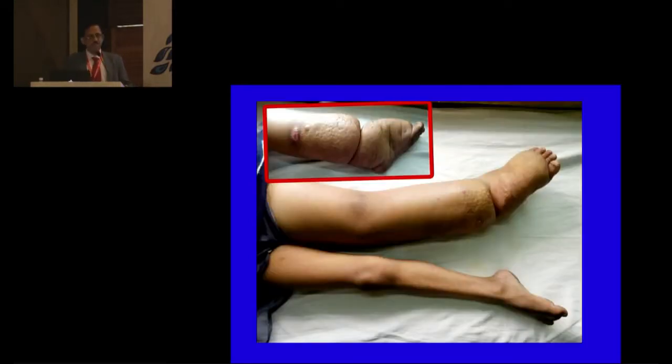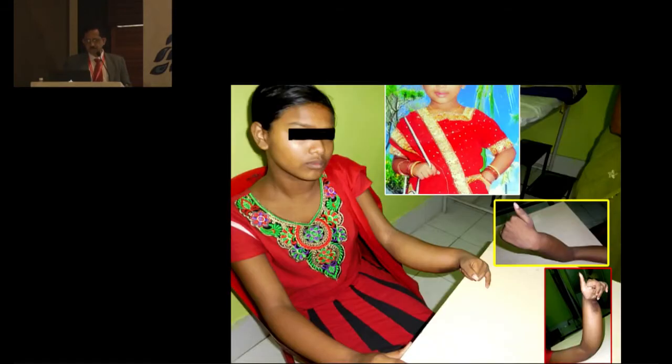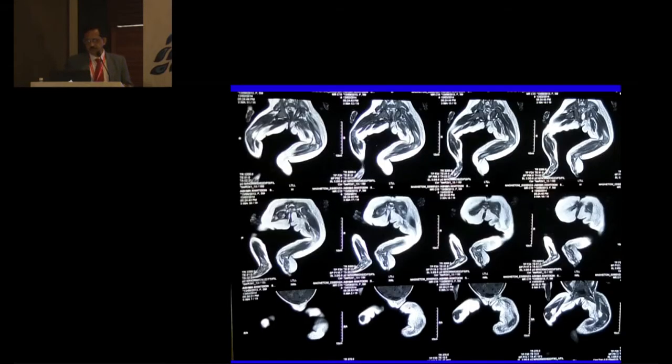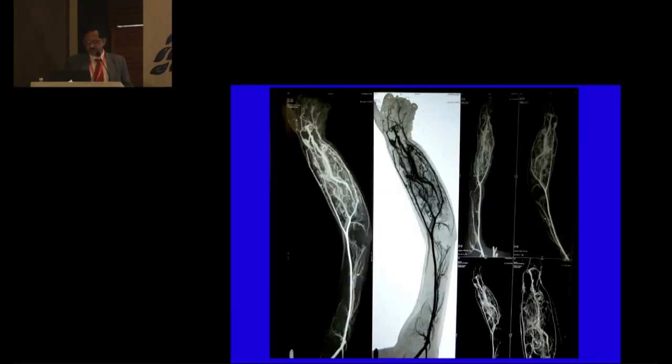And usually, it progresses according to age. But at times, when infection is superadded, there is sudden swelling of the lesions. In this case, at the age of 4 years, on the left hand, the deformity is not too much, but at the age of 13 years, the forearm is very deformed and swollen. In cases of high-flow deformity, a plain radiograph is done for bone morphology assessment, a serial CT scanogram for LLD assessment, and Doppler ultrasound and MR angiography. And these are the investigation examples.